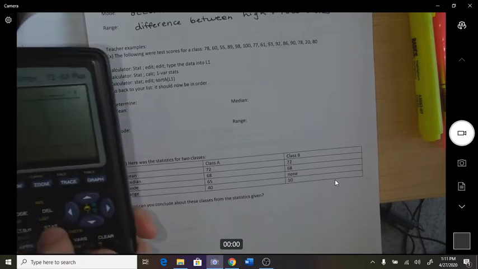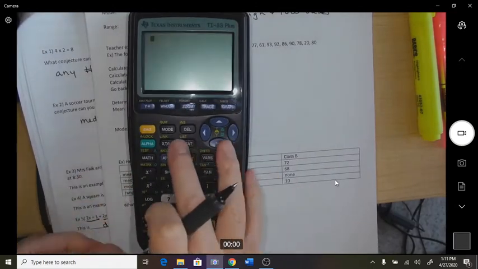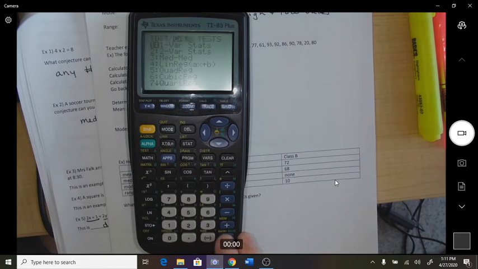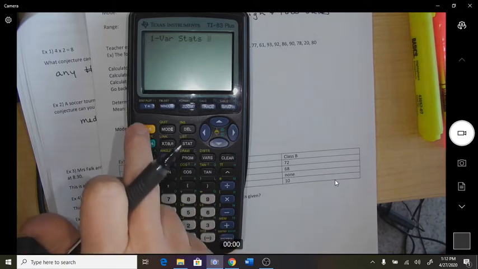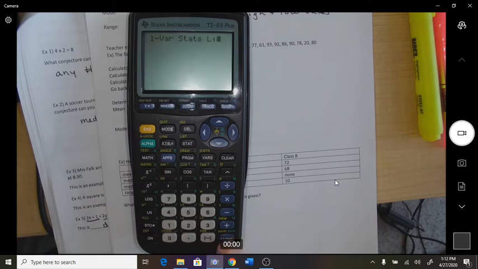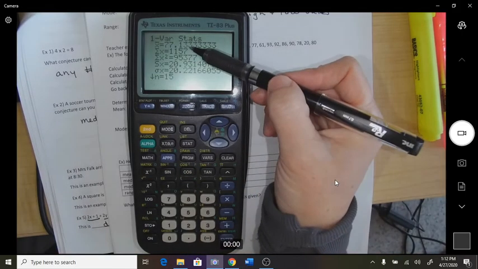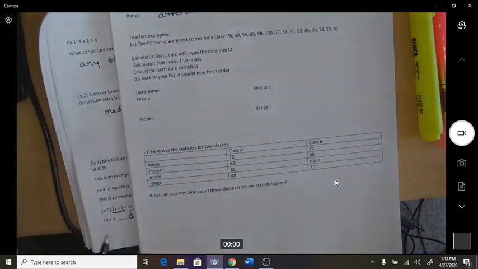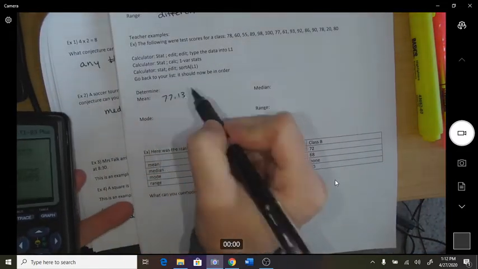Now I want to get out of there and go to stat, and I'm going to go over to calculate, and I'm going to press enter to get the one variable statistics, and it will automatically do it of that list if you don't push anything. If you want, you could have put an L1 in there, but you don't need to. It will automatically do it as well. Okay, so there it goes. So this 77.1 is my mean. So 77.13 is the mean.